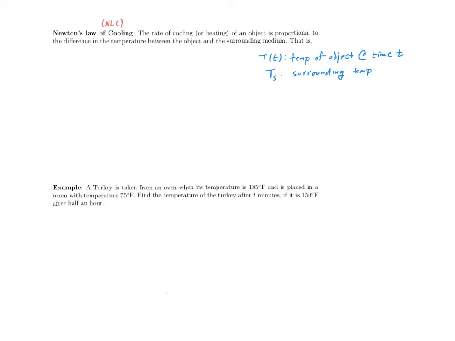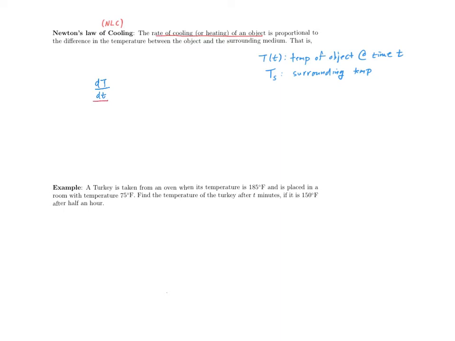Now let's focus in on a few key phrases. The rate of cooling of an object. So the rate of cooling or heating is describing a derivative. If big T represents the temperature, its derivative would be the rate of cooling or heating, i.e. a rate of change. So that gives us dT/dt.